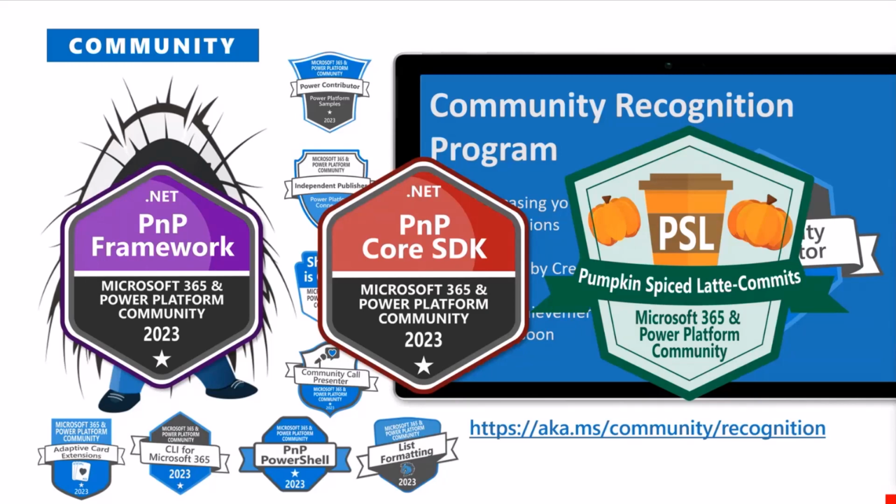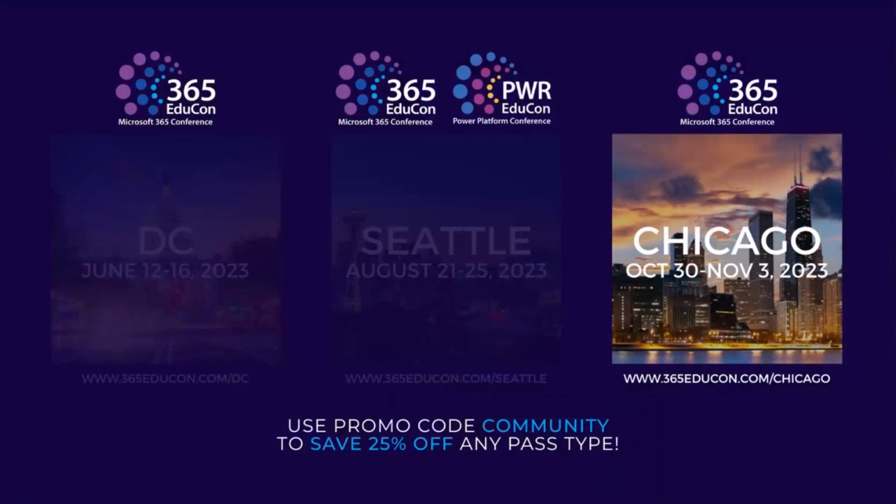Now, related to the other things, we have a lot of events available for you to attend in the 365 EduCon series. This year, DC and Seattle have already happened, and Chicago is coming from October 13th through to November 3rd. So a really great opportunity to catch up on what's happening within the ecosystem across Microsoft 365 and Power Platform, and meet up with the MVPs and other community members.